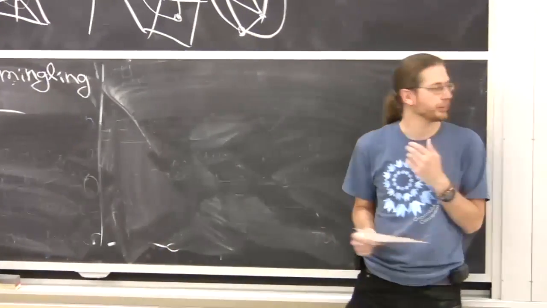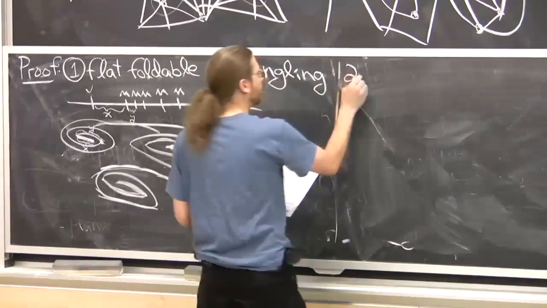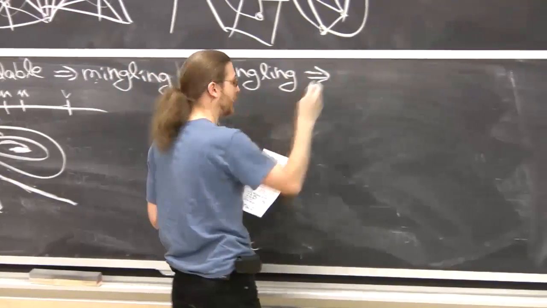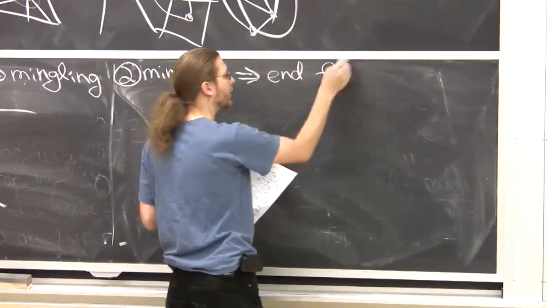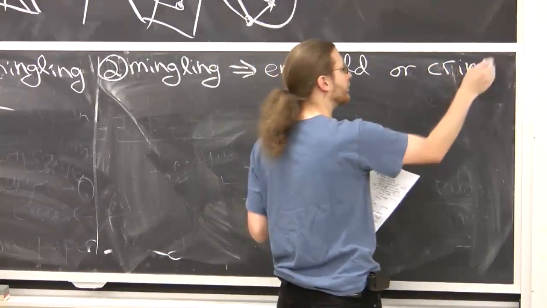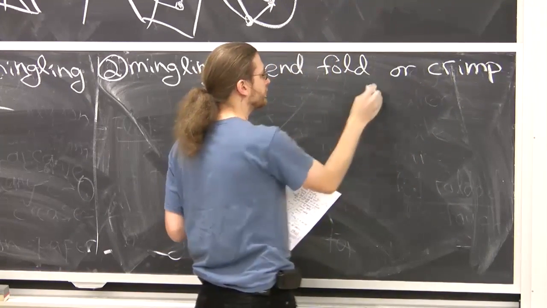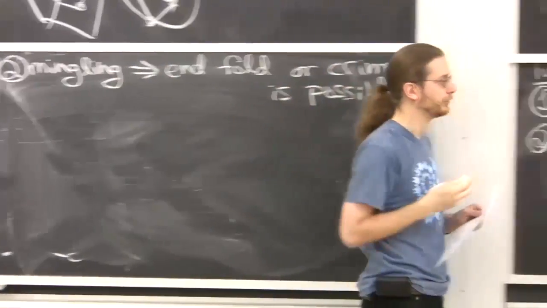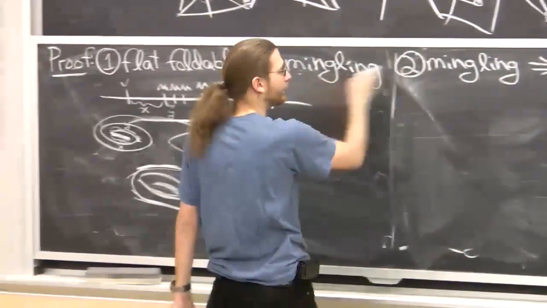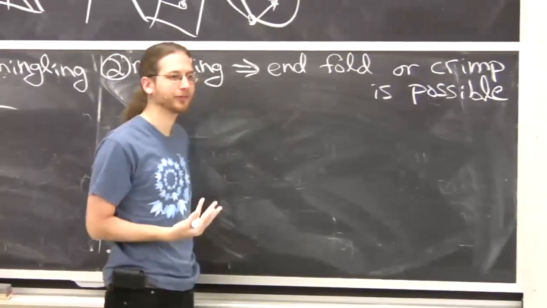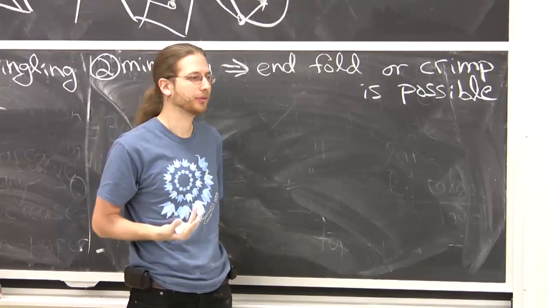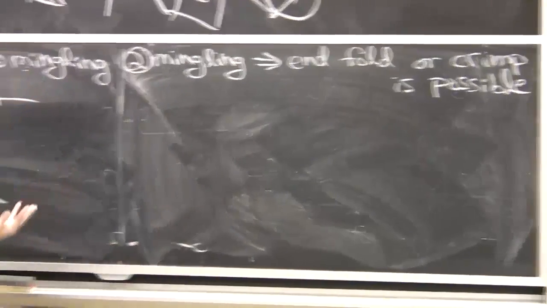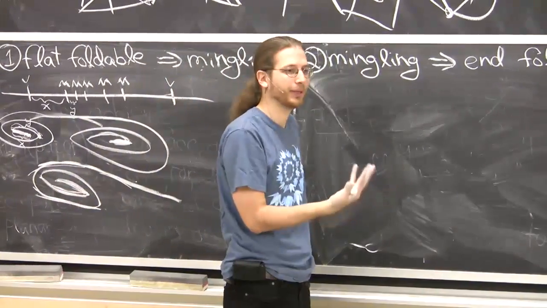Somehow I want to connect all these properties together. The next part is that if you're mingling, either there's an n-fold or there's a crimp. At least one of those two things must be possible. So this would be good news because if I'm flat foldable, then I'm mingling. If I'm mingling, then there's a fold I can make. That seems like progress. Then I have to show that I don't mess anything up when I make that fold. Okay, but if I could keep going in a circle like this, then I would keep being able to make folds, and then eventually I would fold the whole thing, because there's only n folds at the end. I'll have made them all.